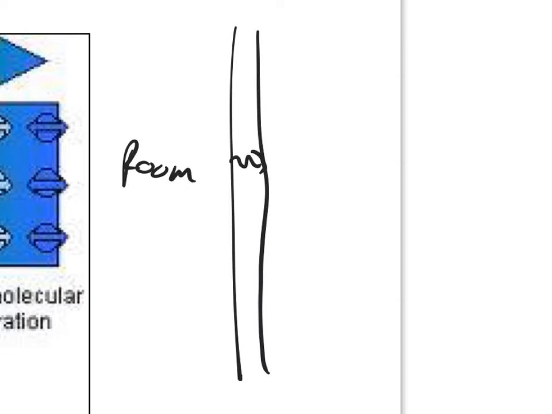But with most windows, since they're double pane, there's actually a thermal barrier, which is really air.